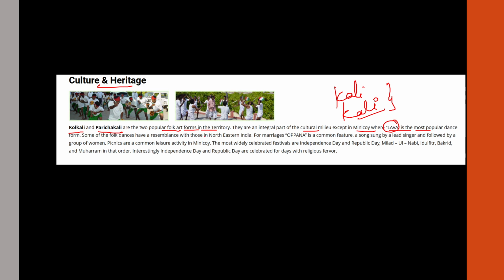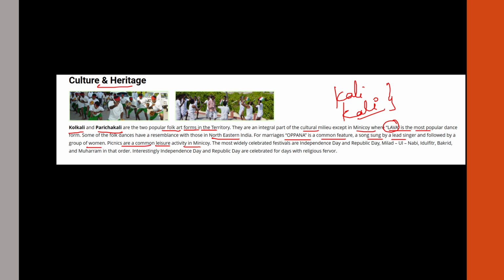Some of the folk dances also resemble those of Northeast India. For a UPSC statement, it is important that most of the Lakshadweep dances are similar to South India, or to North India, or to Northeast India. Like that, they may have the question. Make sure that most of the folk dances of Lakshadweep have similarity with Northeast Indian dances. For marriages, Oppana is a common feature, a song sung by the lead singer and followed by a group of women.